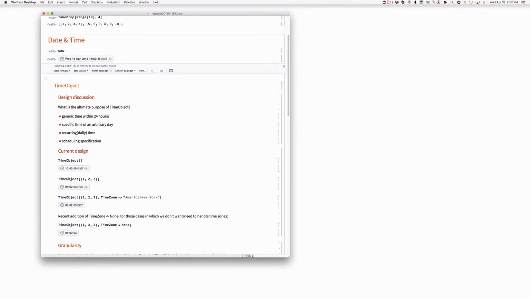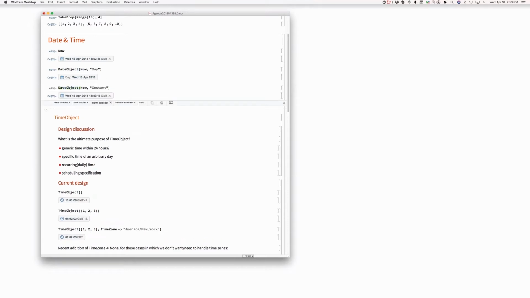Okay, so let me just understand. Let's imagine I'm doing a data object of now and a granularity of day. Okay, that's nice. And let's say I do a granularity of millisecond or something. You don't have that? No, I don't think we have that one. Okay, so instant is that. And do we have second? Yes, we do. Okay.